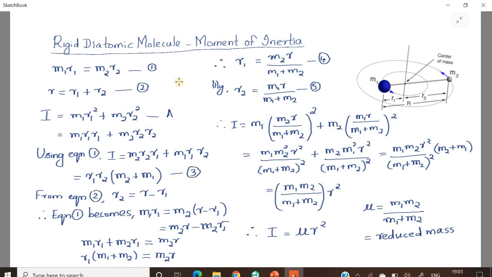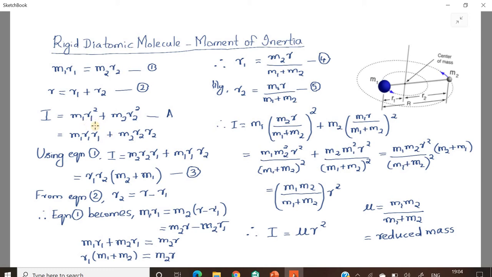Now let's see how to calculate the moment of inertia of a rigid diatomic molecule. Consider a polar diatomic molecule rotating about an axis passing through its center of gravity. Let M1 and M2 be the masses of the atoms, at distances R1 and R2 from the center of mass. So the center of gravity is defined by M1 R1 equals M2 R2. If R is the equilibrium bond length, then R equals R1 plus R2.